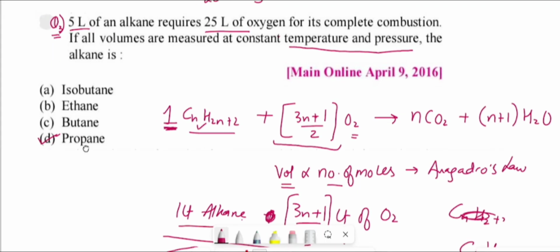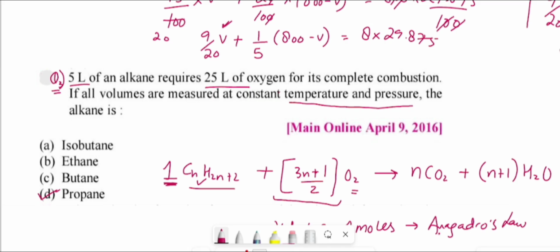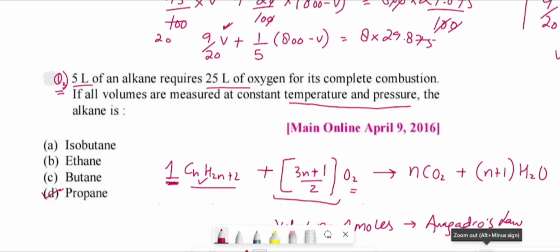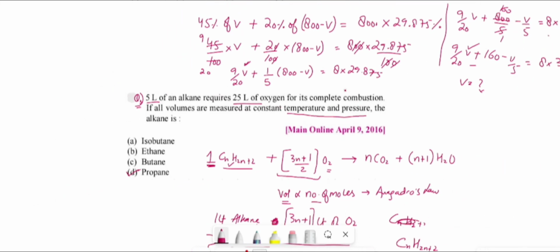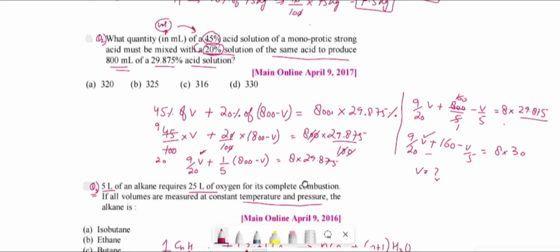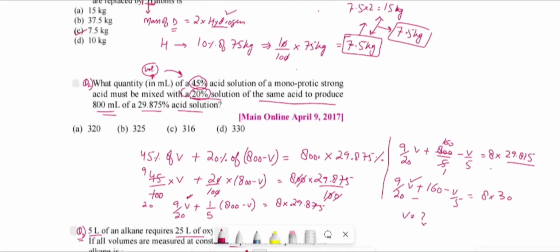So these were 3 questions. These were the easy questions. You should revise them and do them first by yourself, and then afterwards come to the solutions of these questions.